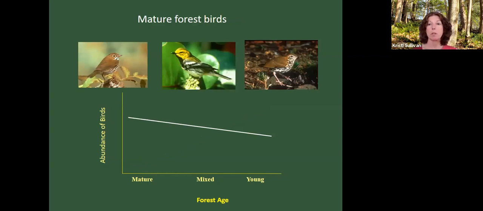Now our mature forest birds are a little bit different. Here's pictured the ovenbird, the black-throated green warbler, and the wood thrush, just as examples of mature forest birds. There are many more.